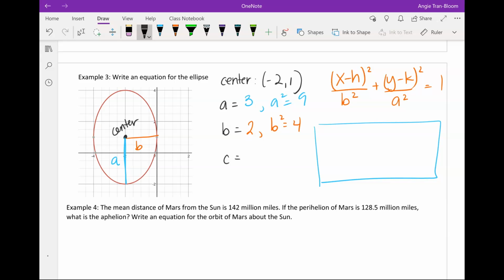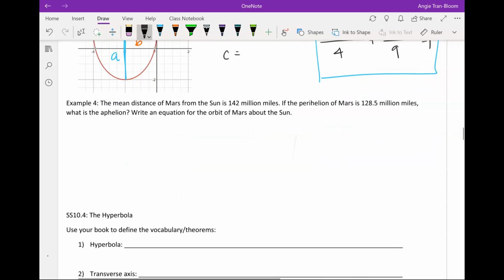Okay, tell me what's right. Okay, so it's x plus 2 squared over 4 plus y minus 1 squared over 9 equals 1. Good, beautiful, nice job. Last example of today, guys.